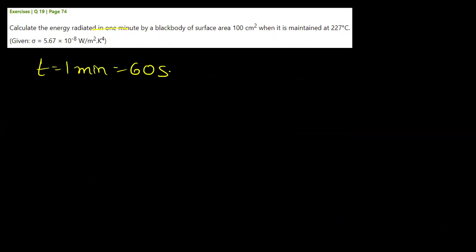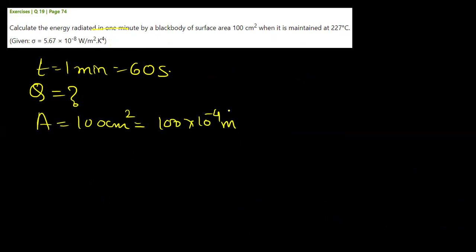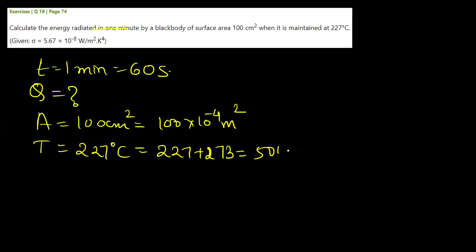Now we are going to solve the radiation part. I guess kinetic theory is completed. Now we will see the radiation part. Calculate the energy, meaning heat energy. Q you are supposed to find. Time is given to you. Surface area is given to you as 100 centimeter square. Convert it to meter square, and temperature is given to you as 227 degrees Celsius. 227 plus 273 will be 500 Kelvin. So we know the sigma value is also given to us. That is a constant.